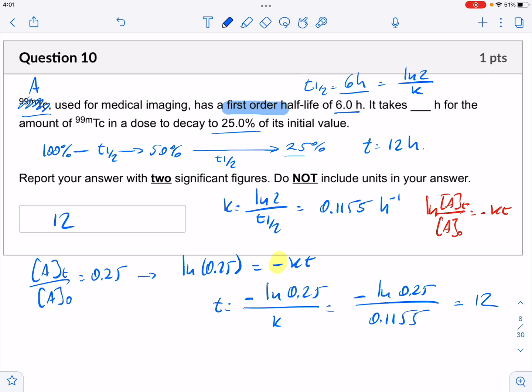So does the previous method work every time? No, it doesn't work every time. It's just because the numbers were such that you could use that. But if you have something different from 25%, then you have to use the long way. You have to calculate k, and then you use the integrated rate law for first order.